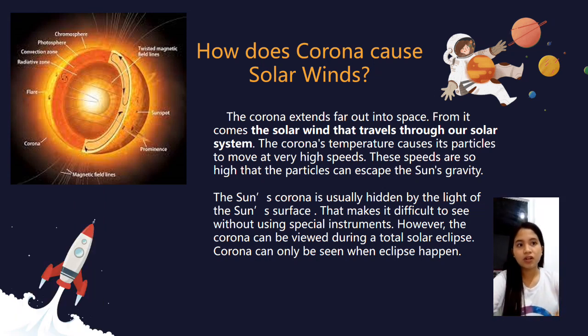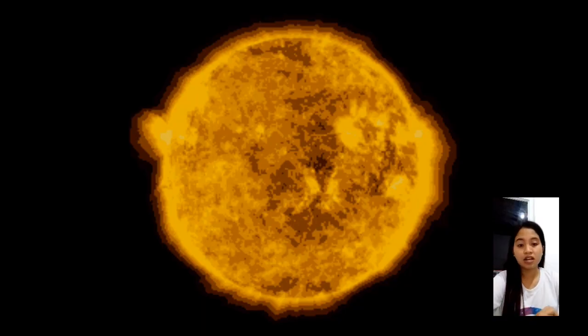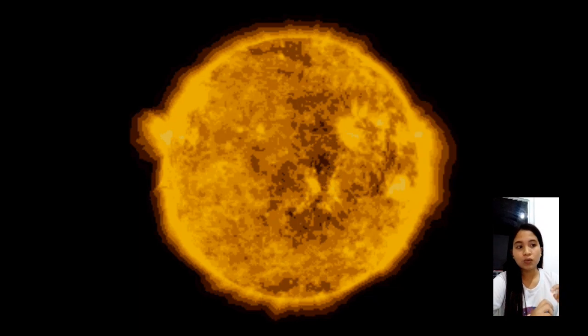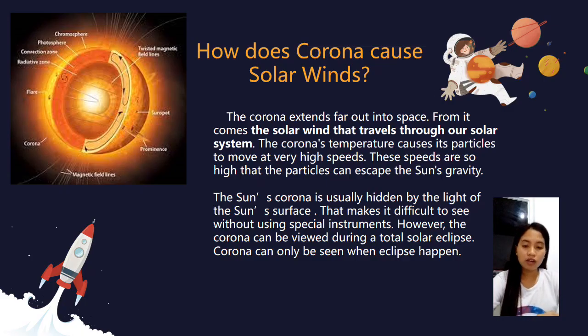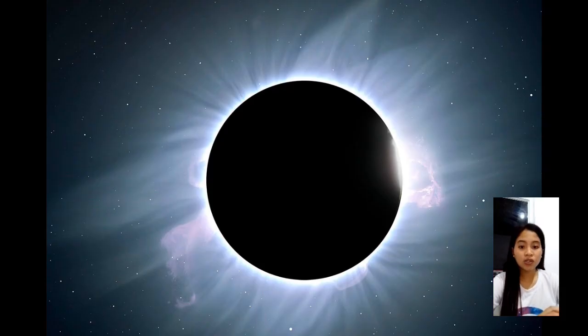How does the corona cause solar winds? Well, the corona extends far out into space. From it comes the solar wind that travels through our solar system. The corona's temperature causes its particles to move at very high speeds. These speeds are so high that the particles can escape the Sun's gravity. The Sun's corona is usually hidden by the light of the Sun's surface. That makes it difficult to see without special instruments. However, the corona can be viewed during a total solar eclipse. Take note that the corona can only be seen when an eclipse happens.